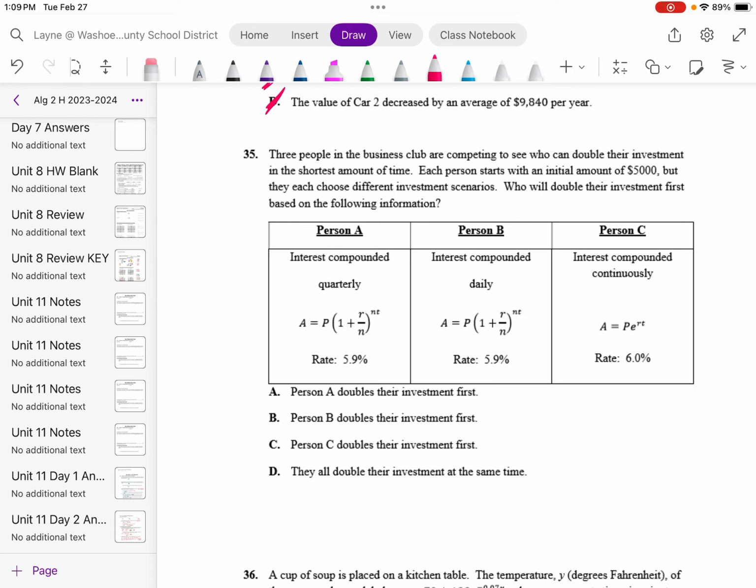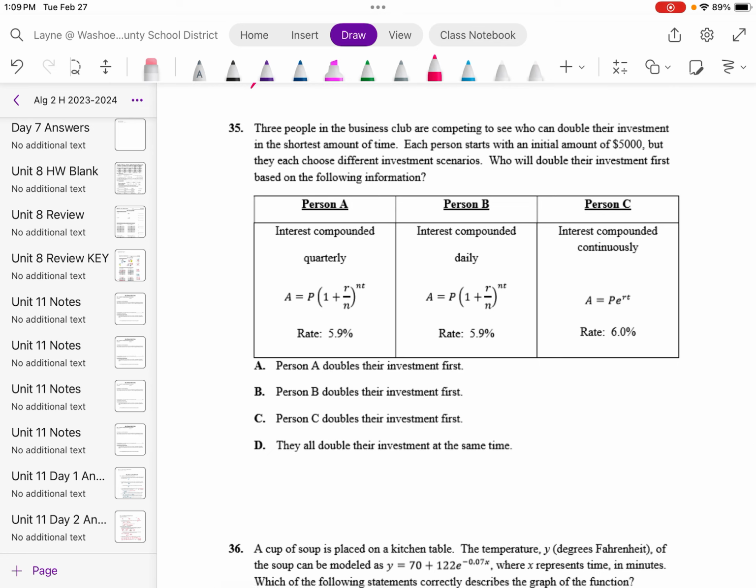Three people in business club are competing to see who can double their investment in the shortest amount of time. Each person starts with an initial amount of 5,000, but they each choose different investment scenarios. Who will double their investment first based on the following information? All right.